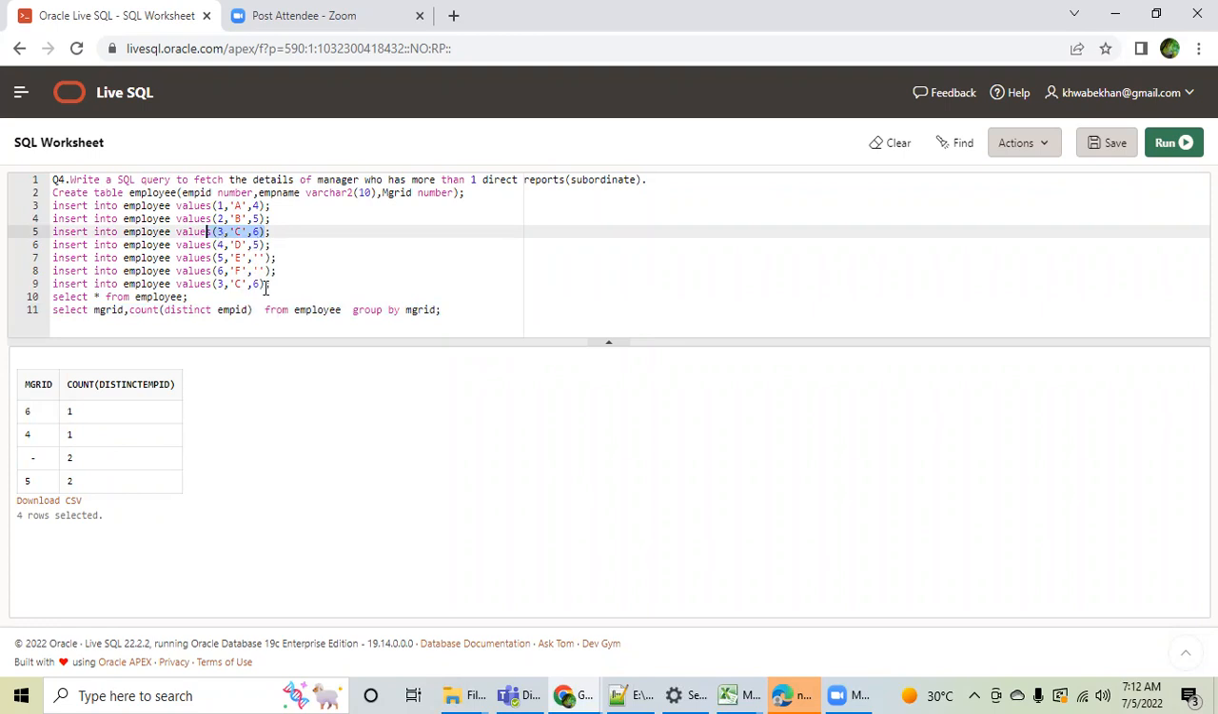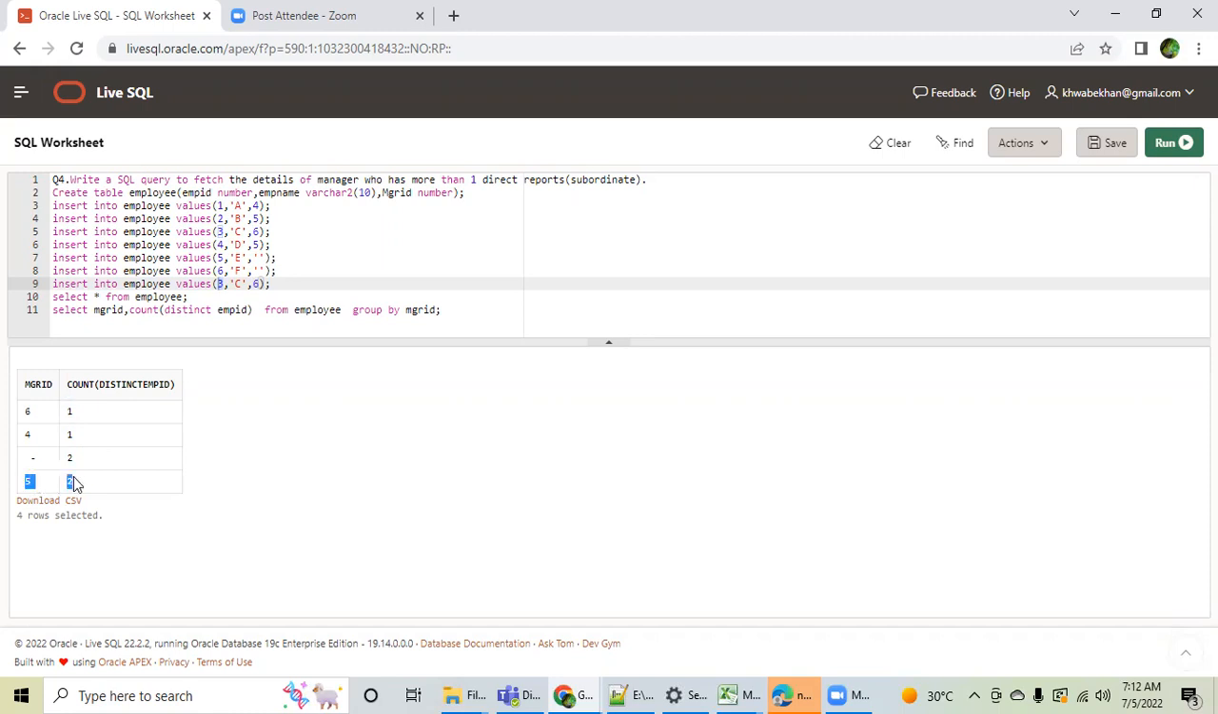This is 1 record, this is also 1 record, so 2 records. But why is the output only 1? Because that is a duplicate record and we have used the distinct function, so it will count only 1. I'm asking the SQL engine to count the distinct employee ID. For manager ID 6, employee ID is 3, and again for manager ID 6, employee ID is 3. They are both the same, so distinct is only 1. That is why the output is only 1.